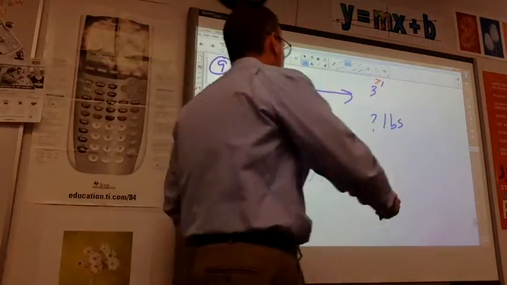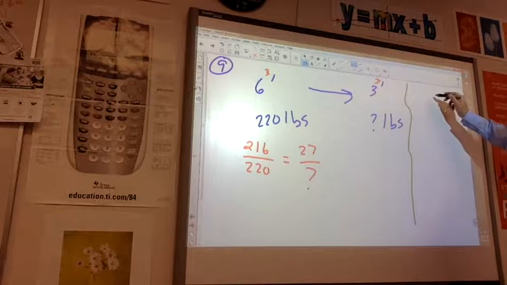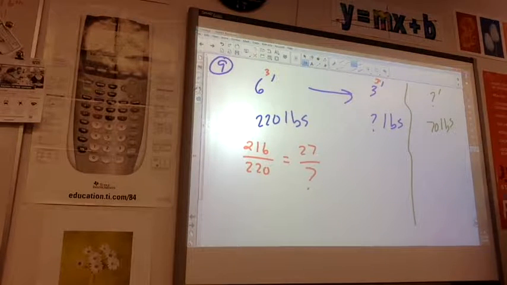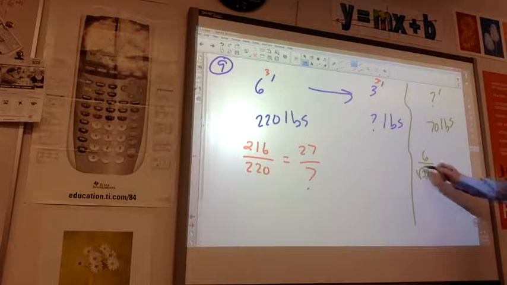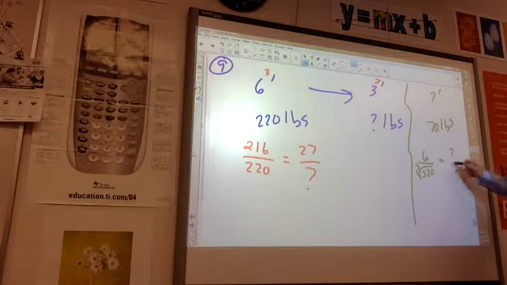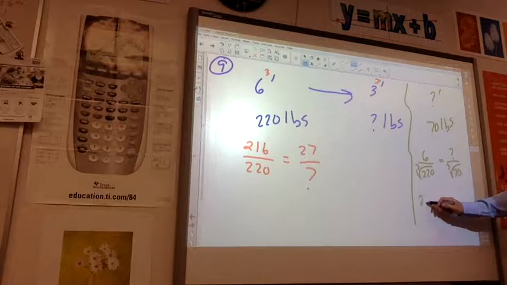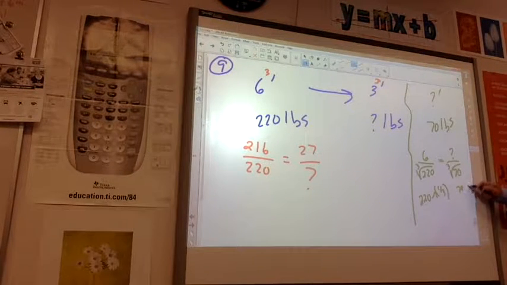Now, the only other way this problem would have been done is, let's say, and disclaimer, this is not on your sheet. Let's say we're trying to figure out how tall he is if we know that he is 70 pounds. So in this case, I would actually have to do 6 over the third root of 220 is equal to question mark over the third root of 70. Now, if we have something like that, these would probably be perfect cubes. On your calculator, you'd have to go 220 raised to the 1/3 power, or find the third root on your calculator, and then 70 raised to the 1/3. So again, a disclaimer, this is not on your homework.